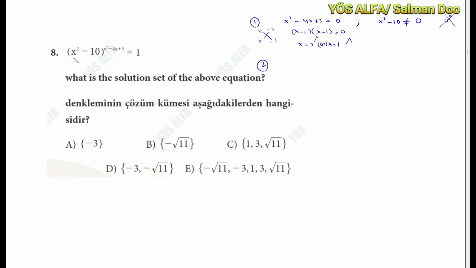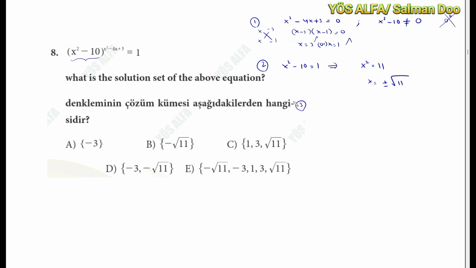Case 2, when the base here is 1, then whatever the power is, we're going to have 1 here. So let's solve for this equation. x squared is equal to 11. From here, we have x is equal to plus or minus square root of 11.